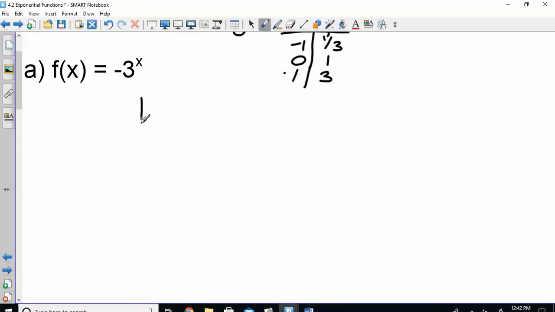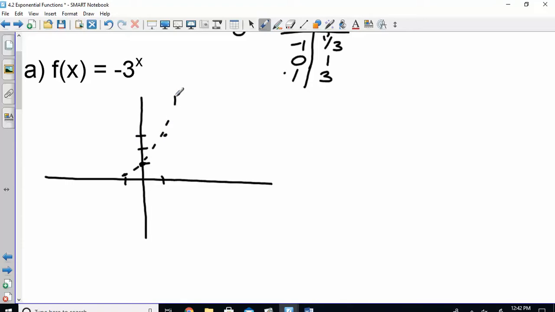I'm going to draw my own graph. So we have -1, 1/3, 0, 1, 1, 3. That's my parent function, so when we do parent functions, they're always dashed. We know the axis is my asymptote here.